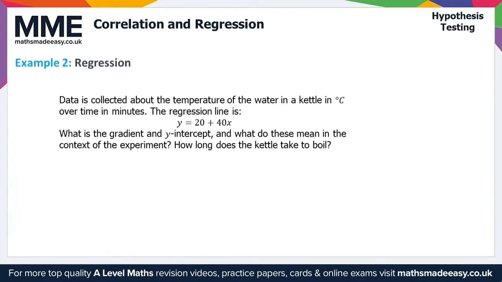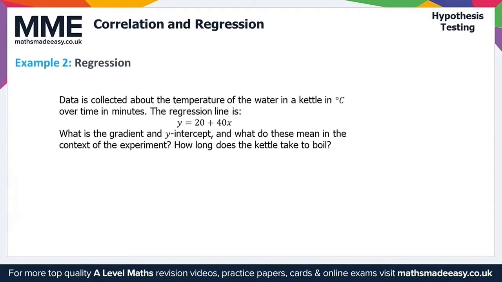Example 2 here on correlation and regression is taking a look at regression now. We're told some data is collected about the temperature of the water in a kettle in degrees Celsius over time in minutes. We're given the equation of the regression line, and we're asked a few things. We're asked what's the gradient and y-intercept from this given equation, and what do these mean in context of the experiment. We're also asked how long does the kettle take to boil. First let's start by identifying the gradient and y-intercept.